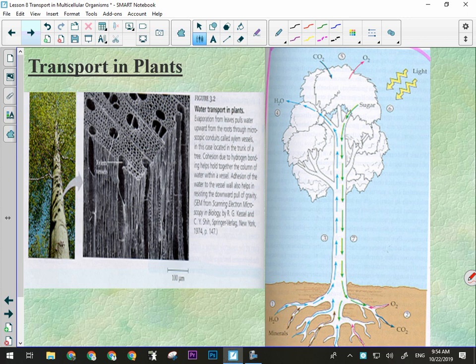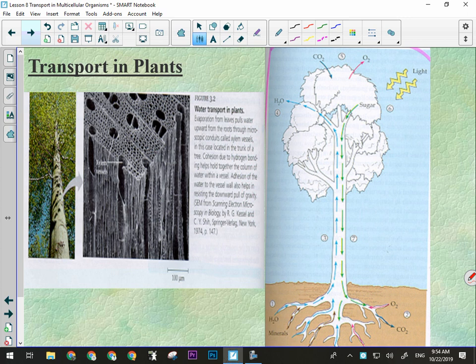Process number 3 is the transport of water up the plant in the xylem. That's the tubes that transport water, so you might want to write that down. The xylem tubes transport water up the plant. They do this because at the leaf, water is evaporating. When water evaporates, what happens to all the minerals that were in it? They stay behind. That creates an osmotic pressure.